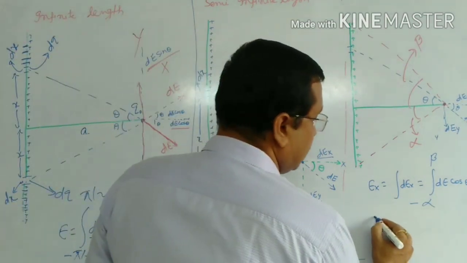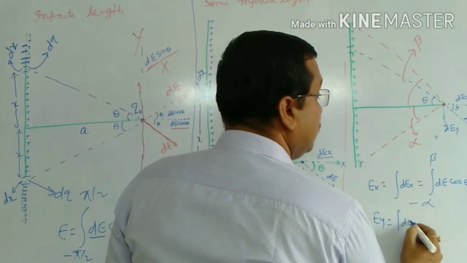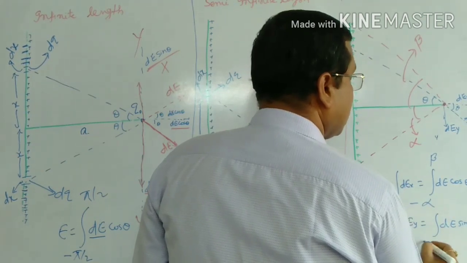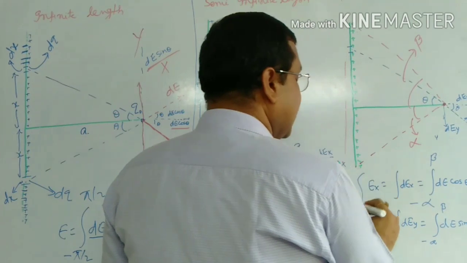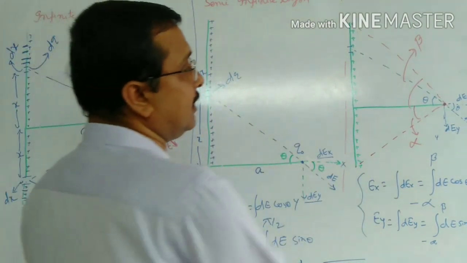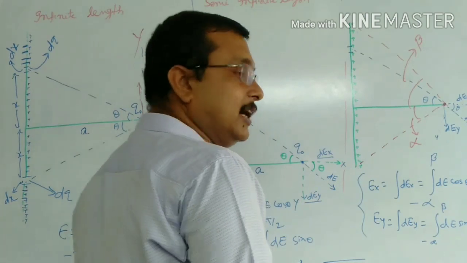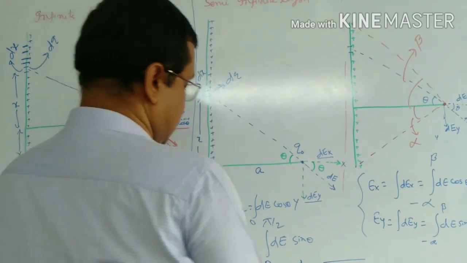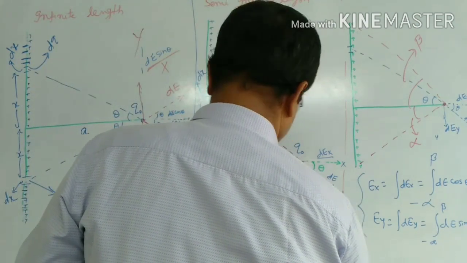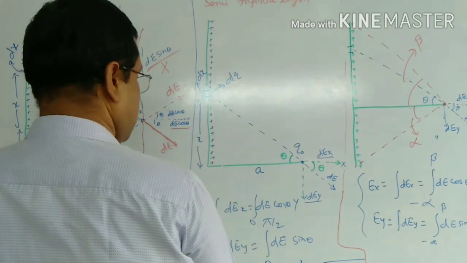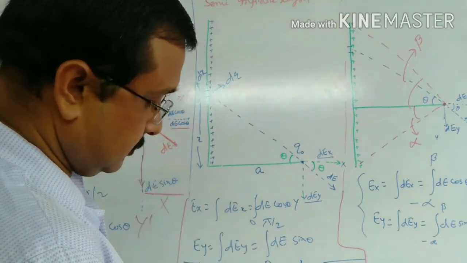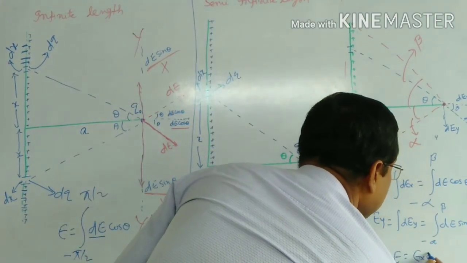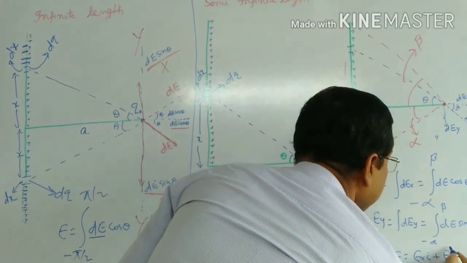In the same way we have to calculate Ey. So dEy equals dE sin theta, that is the perpendicular component, from minus alpha to beta. So we shall get the x component and the y component. See here, x component and y component. Then we shall calculate E as Ex i plus Ey j in vector form.